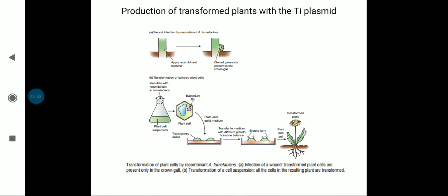Now you grow them separately, and if you maintain proper in vitro plant tissue culture conditions, they will grow into plants with desired traits.